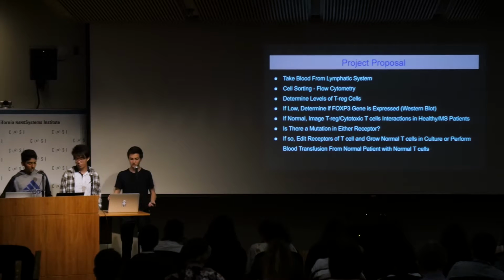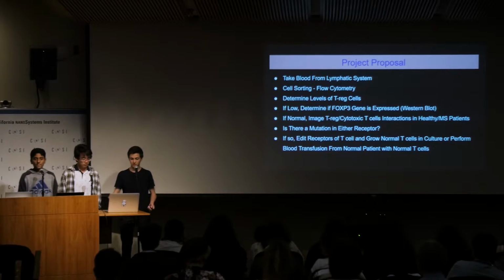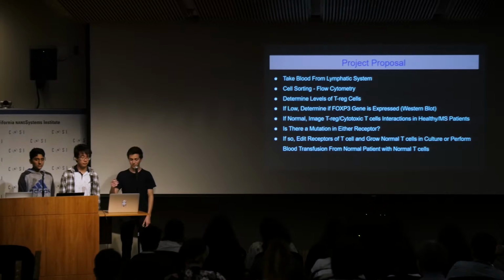We will then sort the cells via flow cytometry, which is a technique used to sort cells, and those cells will be Treg cells and cytotoxic T cells.